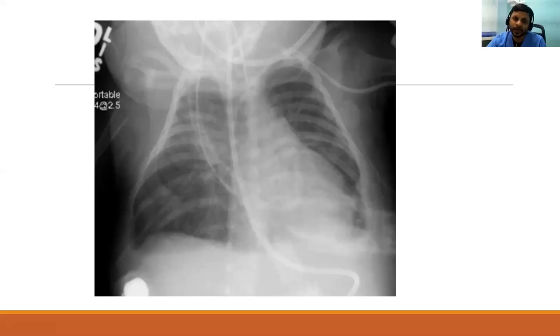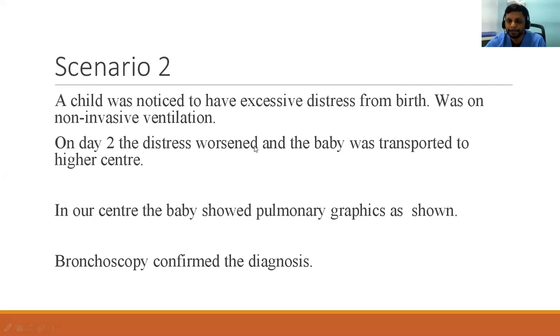What we had done was we had put another ICD for this baby, and the baby's ventilator parameters further improved very rapidly, and the baby got out of ventilation very quickly. Second scenario, there was an outborn baby, referred to us because of excessive distress at birth. The parents gave a clear history saying that the baby had very noisy breathing. Took to a doctor. Doctor said baby is having difficulty in breathing, and the baby was not tolerating non-invasive ventilation. The baby was intubated and then referred to a higher center.